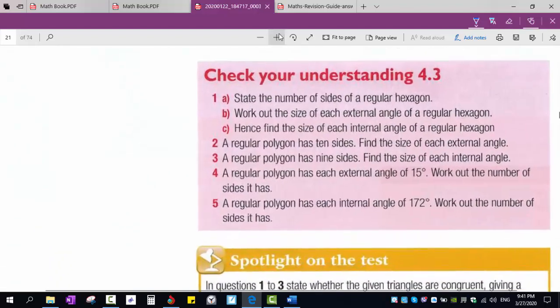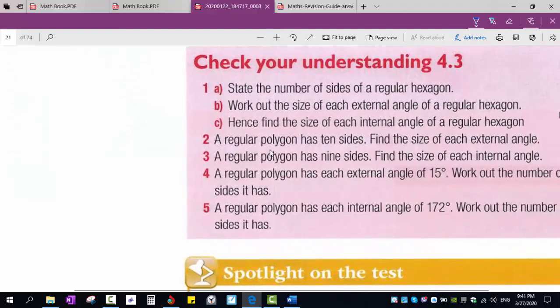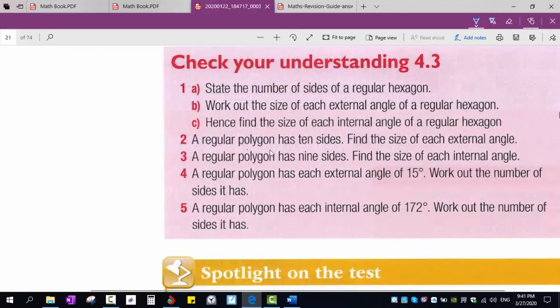Dealing with exterior and interior angles of regular polygons is quite fun because we have some rules, some formulas that work all the time. Let's go through these questions. The first one is so obvious. State the number of sides for a regular hexagon. A regular hexagon has 6 sides.